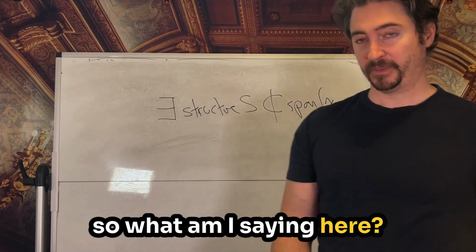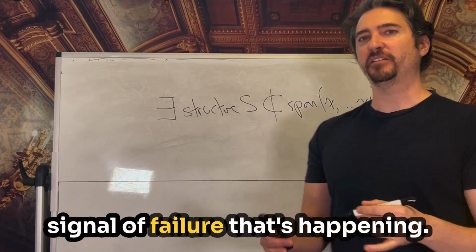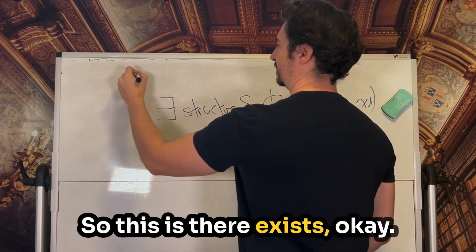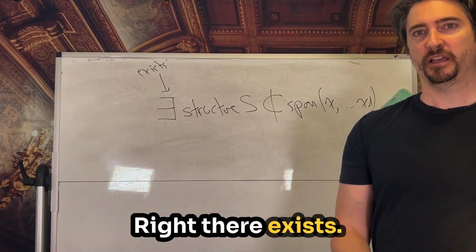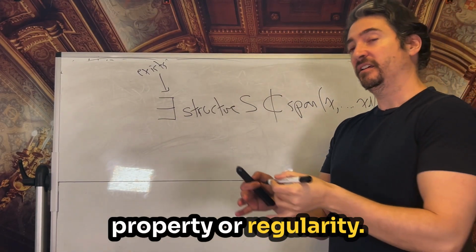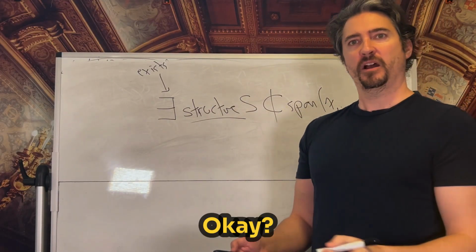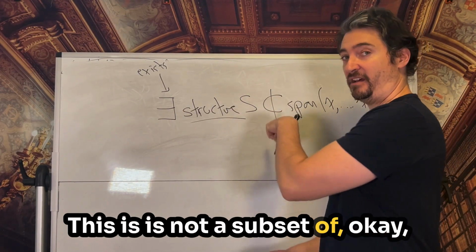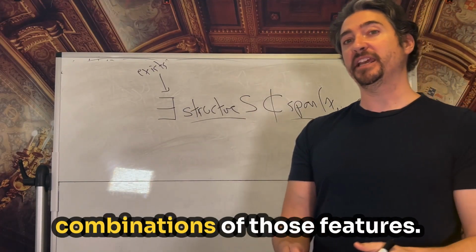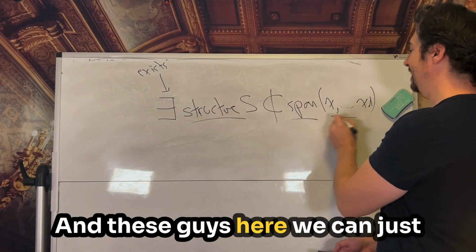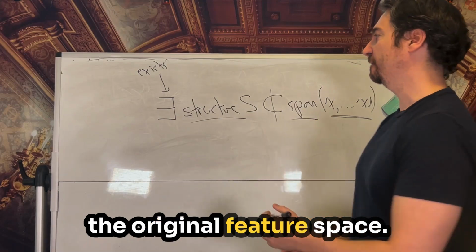Okay, so what am I saying here? We can think of this as a mathematical signal of failure. This is there exists, right? There exists some property or regularity the task depends on. Obviously that's what structure means. This is not a subset of the span, which we can say is all linear combinations of those features. And these x's we can just say are the input feature vectors, so the coordinate axes of the original feature space.